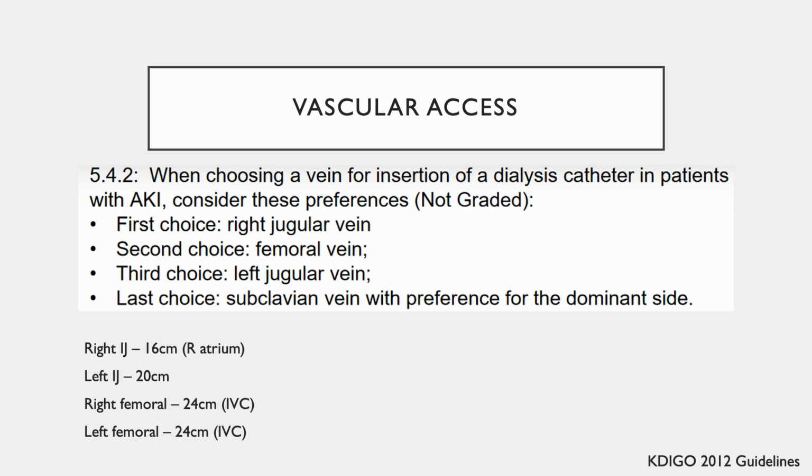So the right IJ ideally should be about 16 cm, left IJ about 20, right femoral 24, and left femoral also 24 centimeters, in order to be able to be sited at a location that allows good flow rates. Of course, patient habitus also will have to be considered, and eventual confirmation on chest X-ray for the IJ catheters would be necessary.